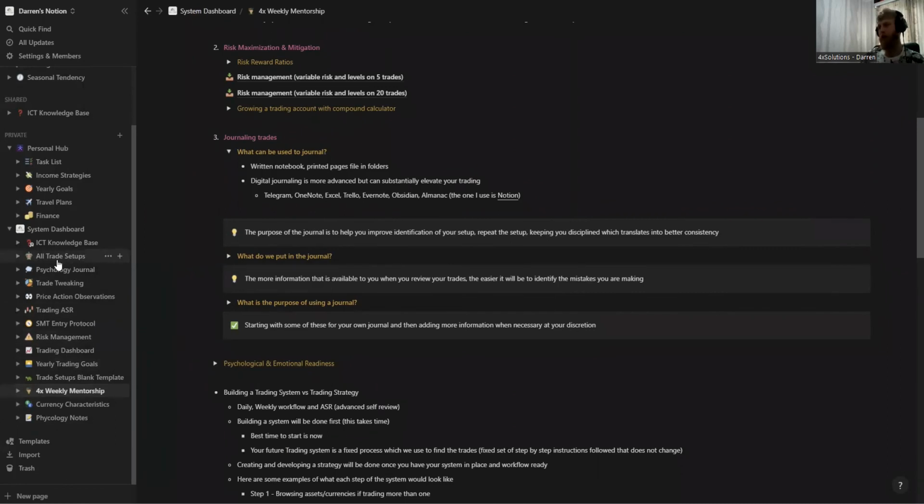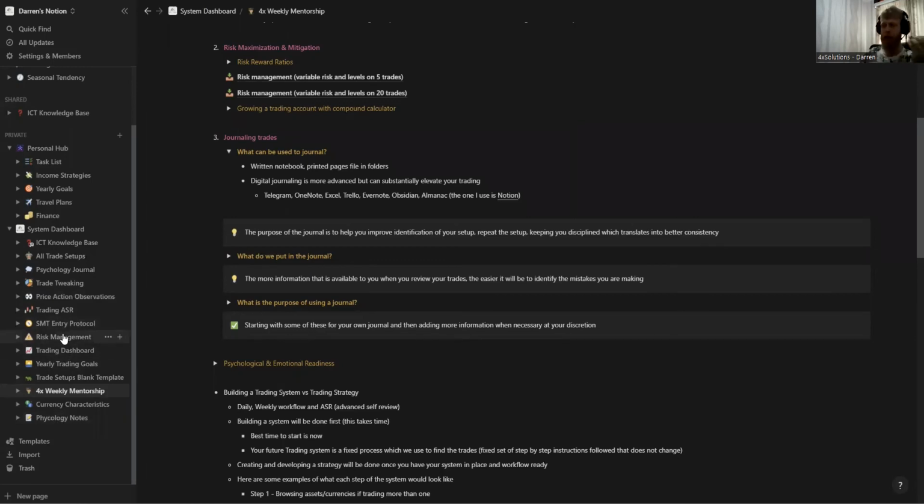For example, over here I have an area where I document price action observations, sort of educational price action that maybe I didn't see recently or haven't seen for a long time, or maybe a trade that I found that I learned from, things like that. I document into my journal, which is part of my whole entire system. So I have many little pages over here.